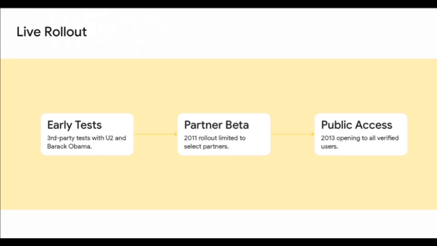Step 2 came along in April 2011 when they officially rolled out their own internal live streaming infrastructure, but they kept it strictly limited to select partners. Finally, in Step 3, throughout 2013, they fully democratized the tool. They first opened it up to verified users with 1,000 subscribers, then quickly dropped that hurdle to 100, and finally just removed the subscriber limit entirely by that December.